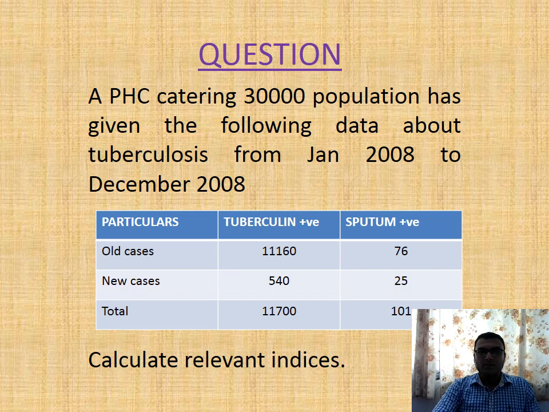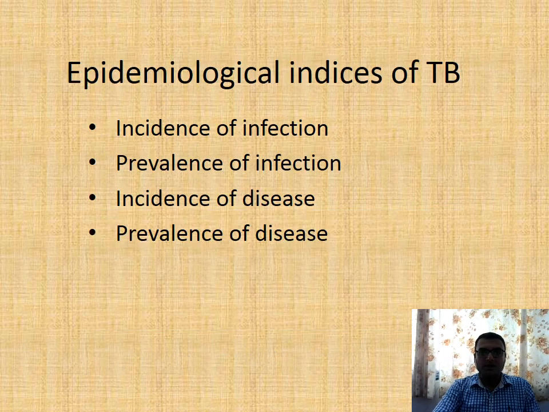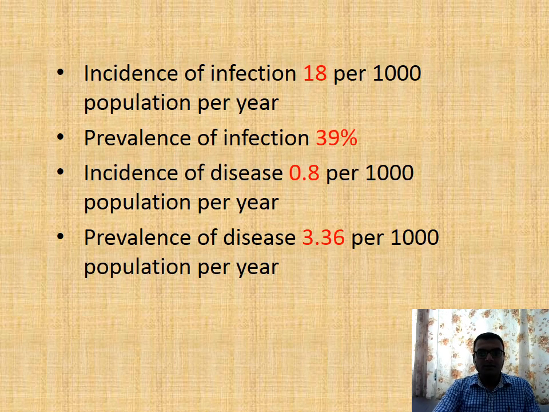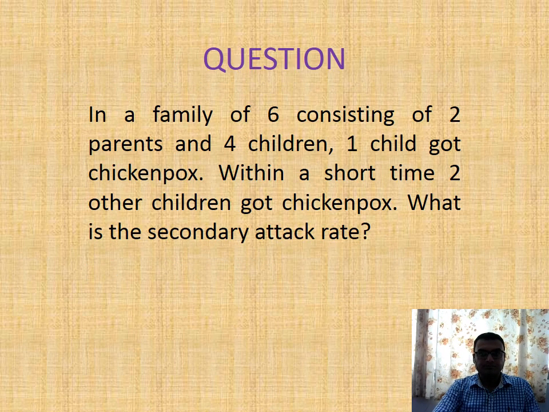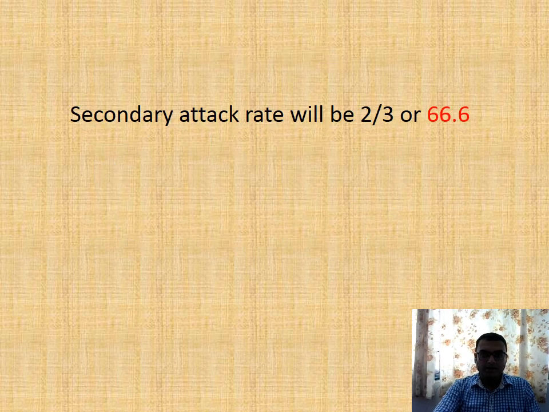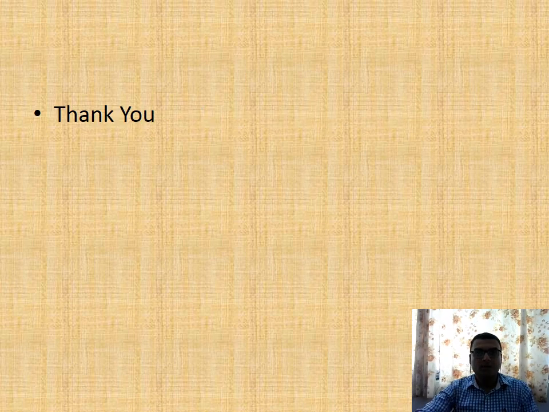Next is a scenario where we have been given tuberculosis cases where some are tuberculin positive and some are sputum positive, and we are asked to calculate the relevant indices. Based on that scenario we can calculate incidence of infection, prevalence of infection, incidence of disease and prevalence of disease. These are the answers for that scenario. The next question is for the calculation of the secondary attack rate, and the answer is given.